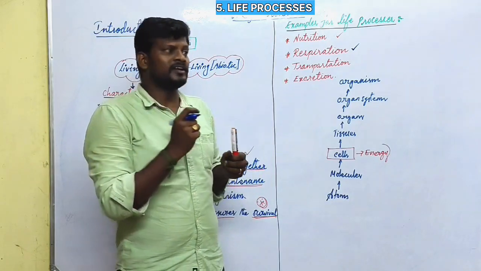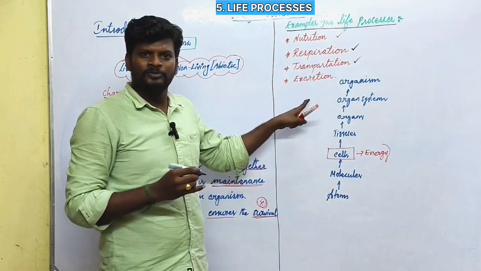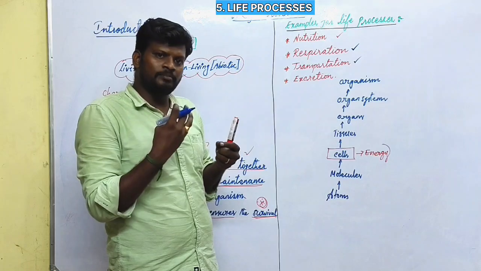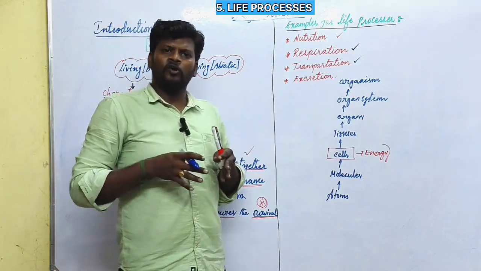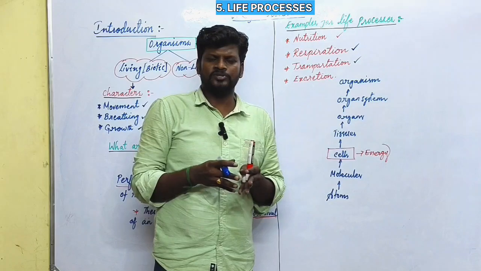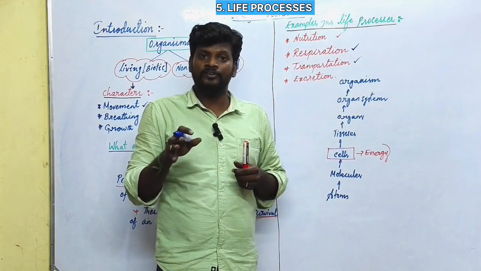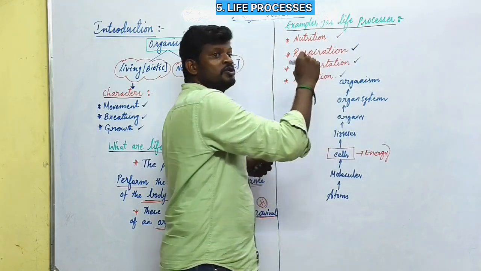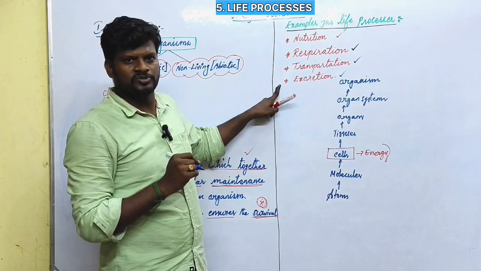So ultimately, a transportation system is required, right, to transport the substances from wherever they are produced or available to wherever they are needed. And finally, the nitrogenous waste substances or metabolic waste substances need to be eliminated from the body, right? And that is done by excretion. So these four processes are nothing but life processes, right?